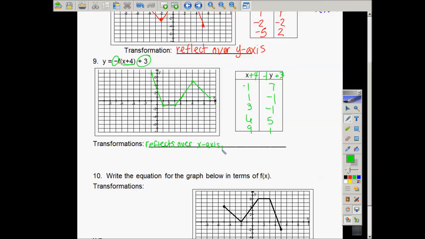Sorry, reflect over the x-axis. What happened? What else happened, Kayla? It moves up 3. So I moved up 3, and what else? It moves to the right 4. Right, right. There you go.